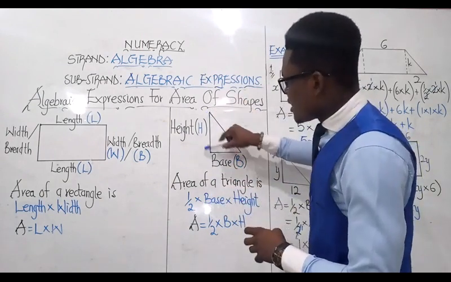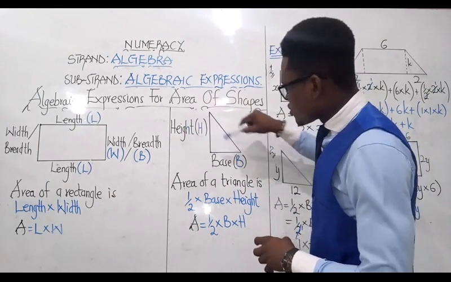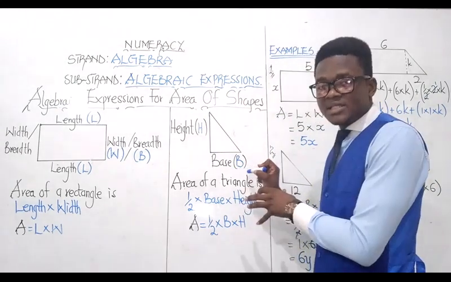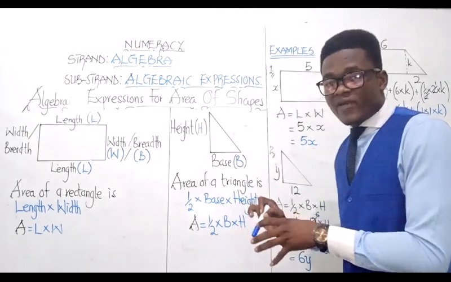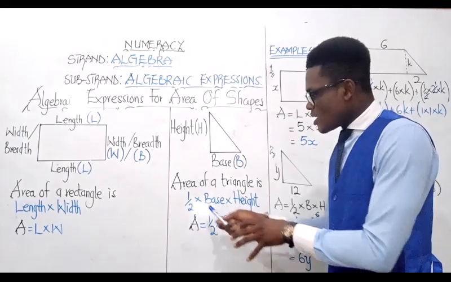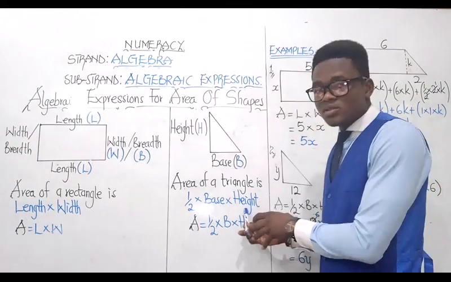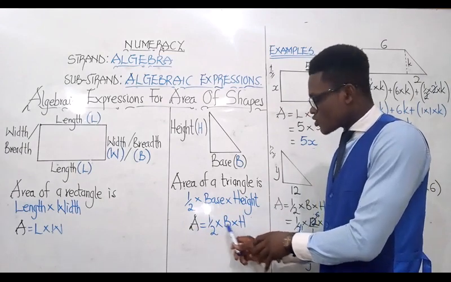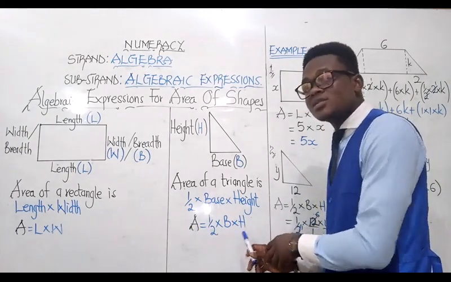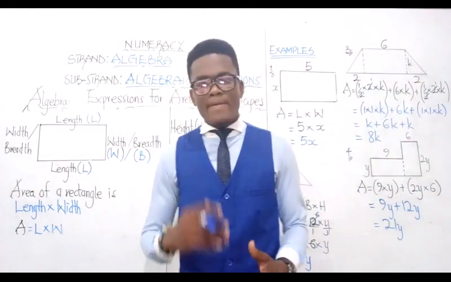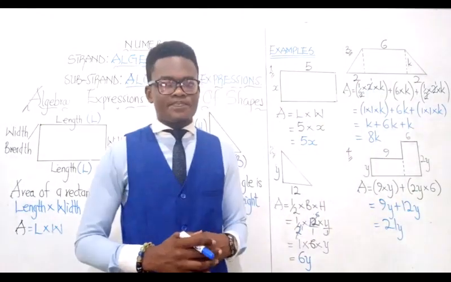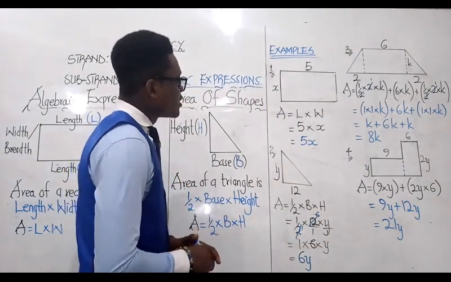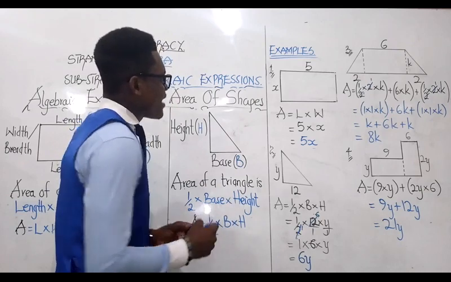So this side is the height, and then the base. Height is represented by the letter H, and base is represented by the letter B. Okay, so the formula for finding the area of a triangle is half times base times height. So in short, A is equal to half times what? Base times height. So half times B times what? Height. I believe you are clear with it. So let's quickly look at some examples over here. So let's quickly look at our first example.